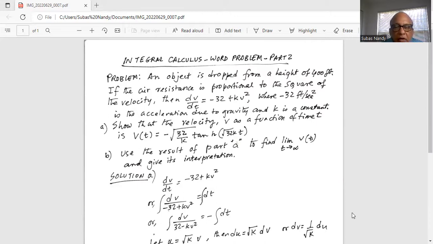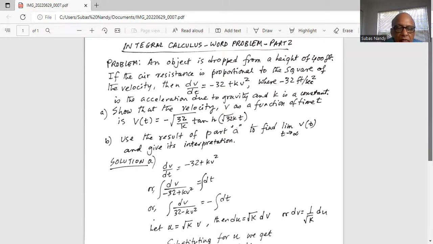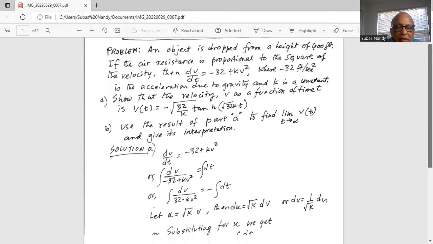Use the result of part A to find velocity as a function of time and with the limit t approaching infinity. So first we will do dv over dt is equal to minus 32 plus kv square. We separate the terms. We take dv divided by minus 32 plus kv square on the left hand side. On the right hand side we transfer the dt and then we integrate on both sides. So integration of dv divided by 32 minus kv square is minus dt.